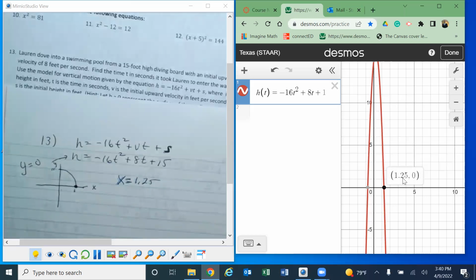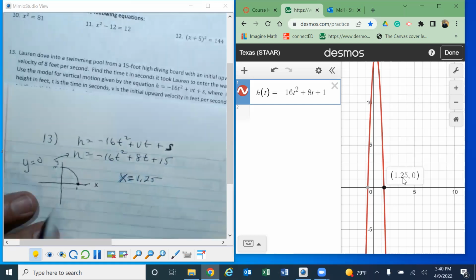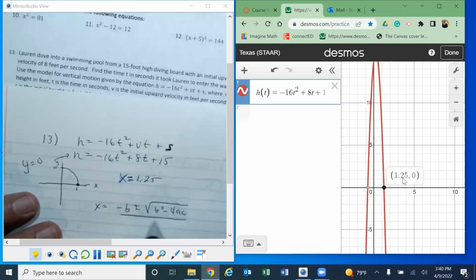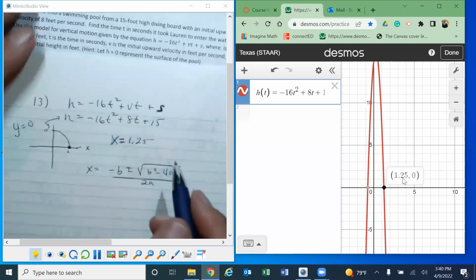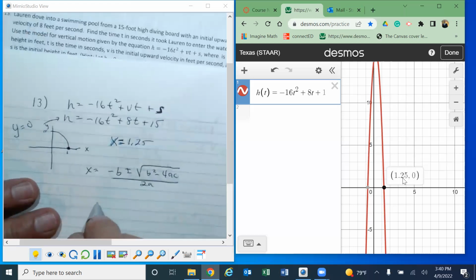All right. Now we could solve this using the quadratic formula. We can do the exact same thing using the quadratic formula. And I'm going to show you what this means. If I was to use the quadratic formula, I would say negative b plus or minus the square root of b squared minus 4ac all over 2a. I'm going to show you the setup. I probably won't spend that much time on it because most kids will use Desmos.